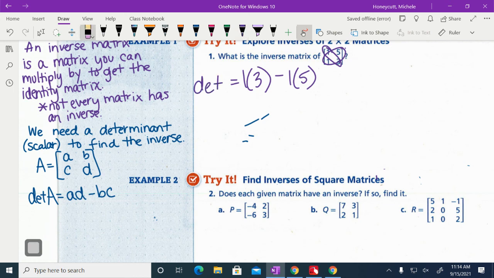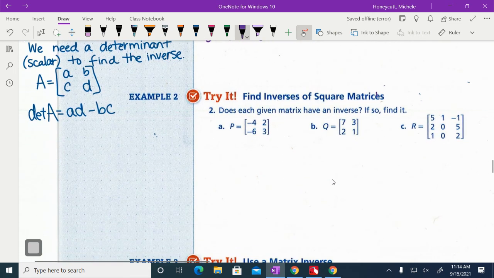And what did you get? 1 times 3 minus 1 times 5? Negative 2. Okay, we found the determinant. All right, find the determinants for example 2, A, B, and C, and we'll come back and do inverses too.